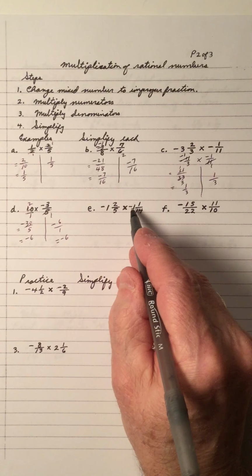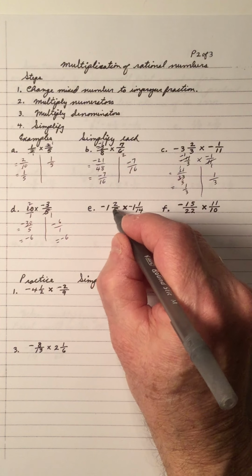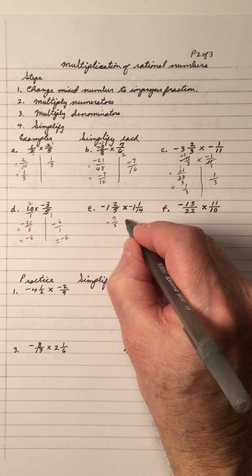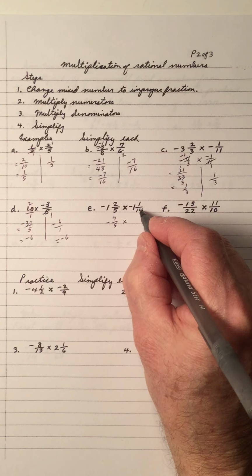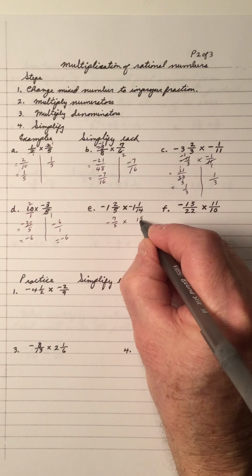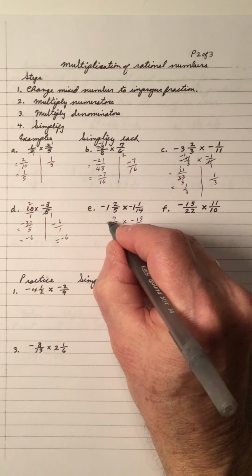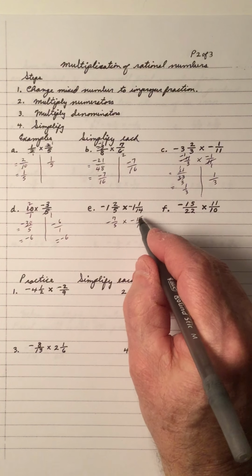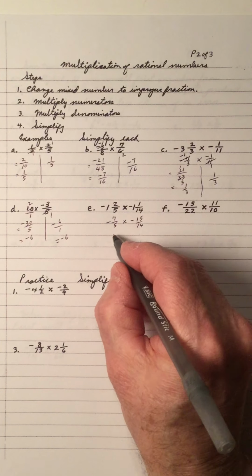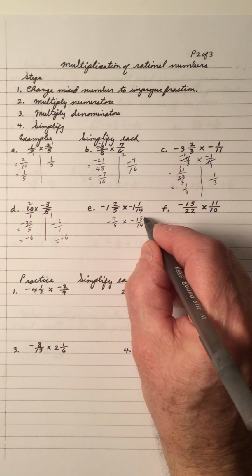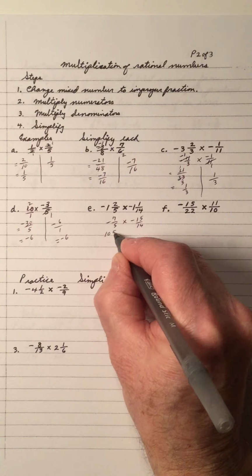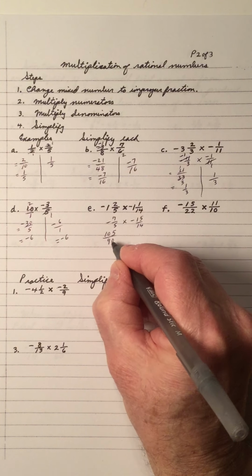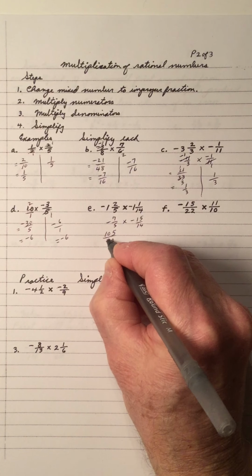E, two mixed numbers. We've got to change both of them. 1 times 5 plus 2 is 7 over 5, make it negative. Times 1 times 14 is 14 plus 1 is 15 over 14, make it negative. And now if you multiply, you see that you're getting bigger numbers. So you get 7 times 15 is 105, positive. 5 times 14 is 90. Or sorry, 70. You've got to be careful.